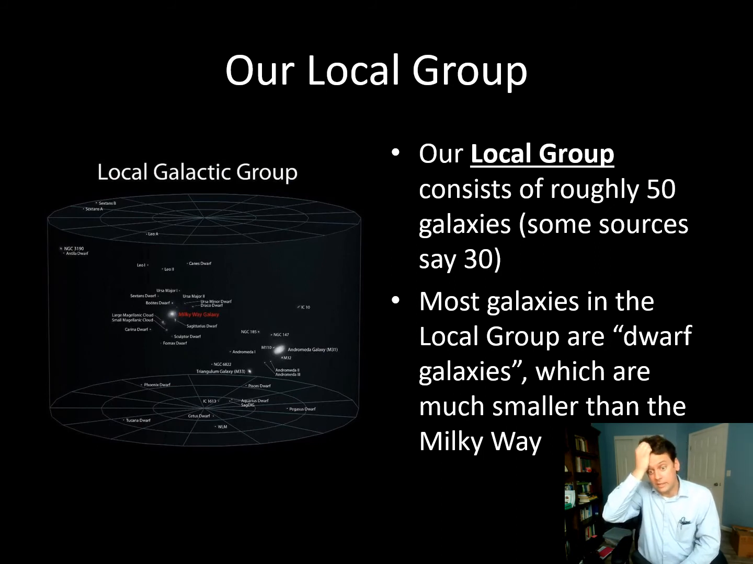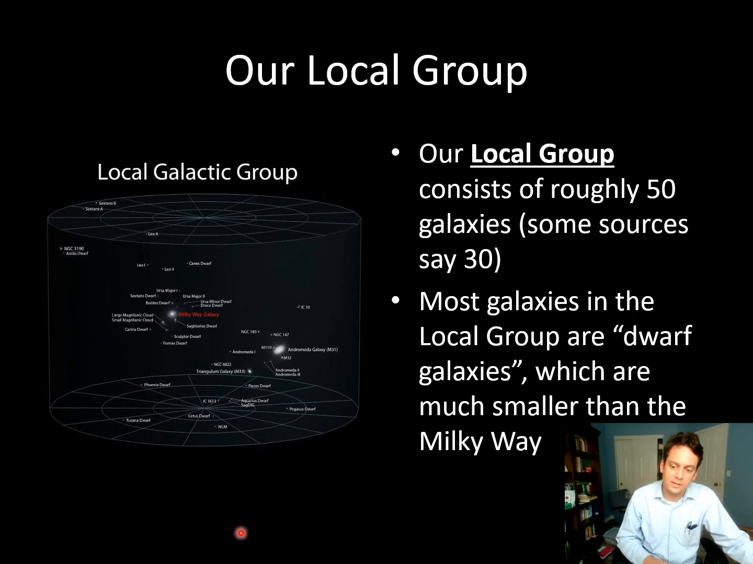So zooming out even farther to our local group, the local group consists of roughly 50 galaxies. As I mentioned a couple of slides ago, some sources will say closer to 30, and the reason they will say that is that they'll take 20 of these galaxies and say, well, those aren't real galaxies, those are dwarf galaxies. It doesn't change the reality, right? The galaxy or the dwarf galaxy doesn't care or know what we call it. And so as a result, the precise number isn't important here either.